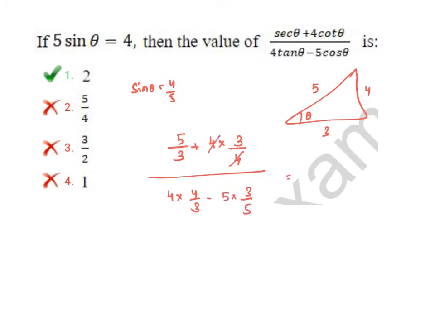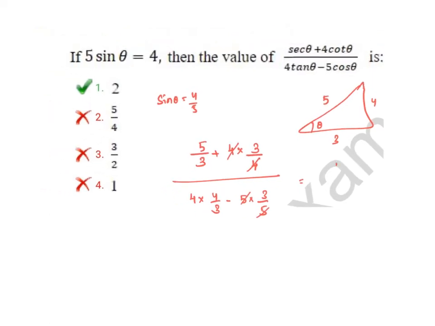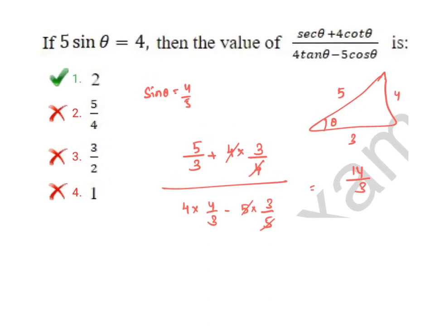Therefore I can say 4 and 4 cancel, 5 and 5 cancel. 5/3 plus 3 is 14/3, divided by 16 minus 9, which is 7/3. 3 and 3 cancel, 14/7 is 2. That's an easy one.